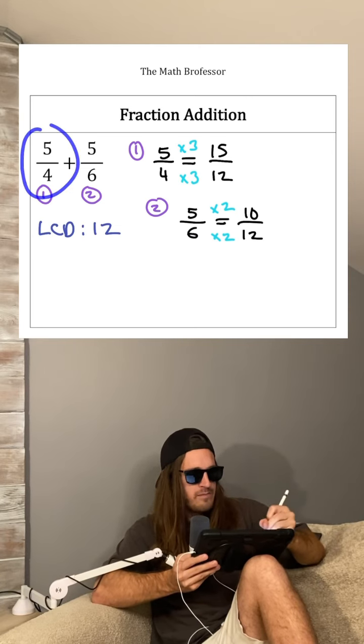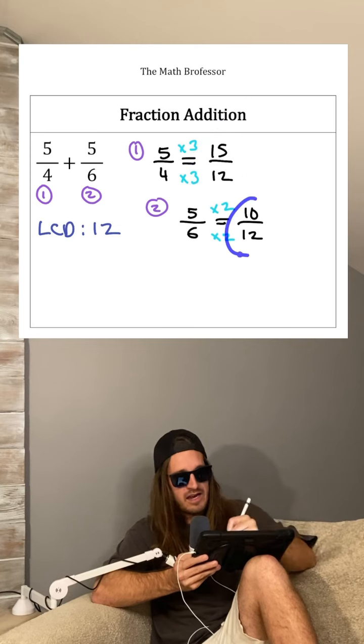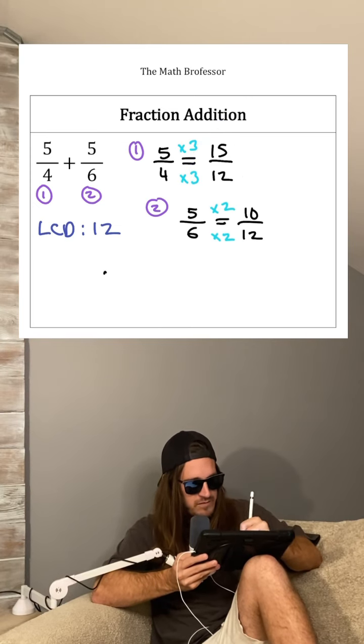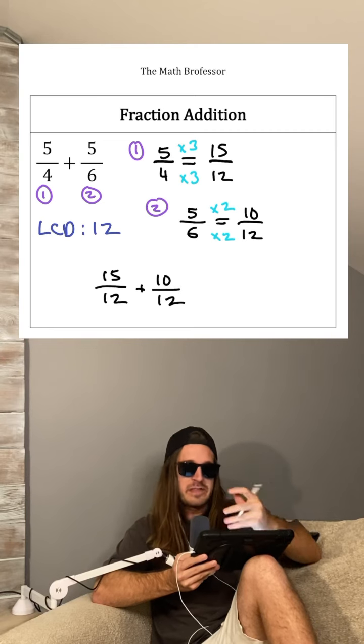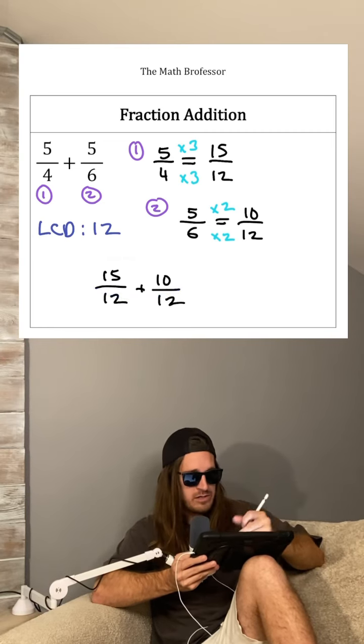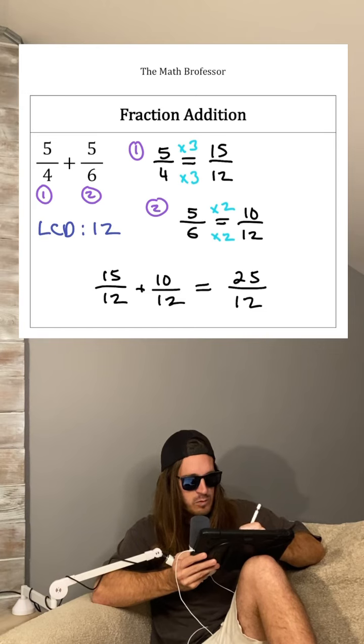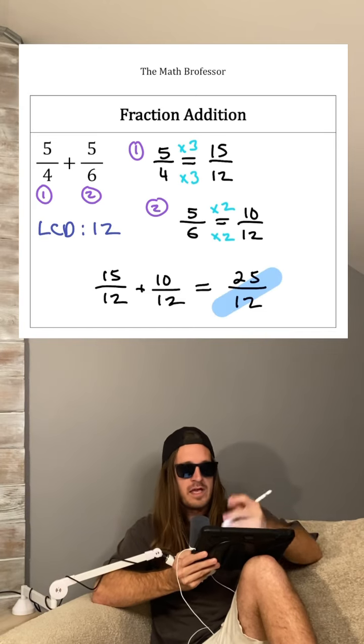So in order to add up 5/4 and 5/6, we really need to add up 15/12 and 10/12. So 15 out of 12 plus 10 out of 12. Now that the denominators match, we can add, but remember, we only add the numerators. 15 plus 10 is 25. Don't change the denominator. This is 25/12, and that right there is the answer.